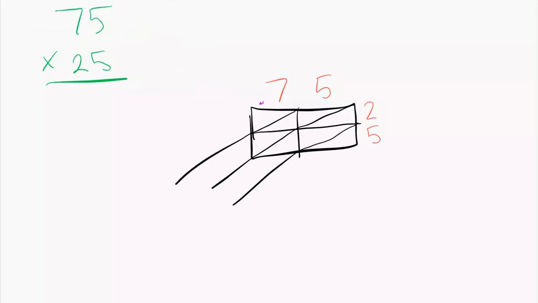So we're going to start with 7 times 2. That gives us 14. 5 times 2, that gives us 10. 5 times 5, that gives us 25. And 7 times 5, that gives us 35. And we're just going to go ahead and add up everything in the box. So we have 5 down here. 5 plus 2, that gives us 7. And we have 3 plus 4 plus 1, which gives us 8.